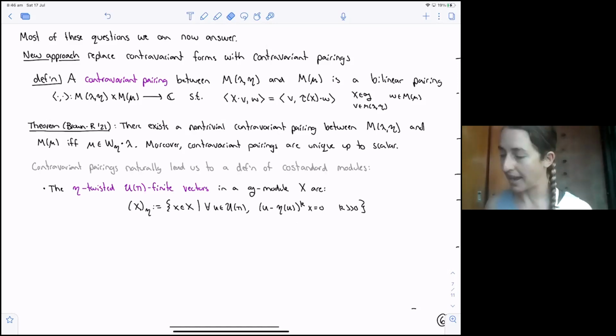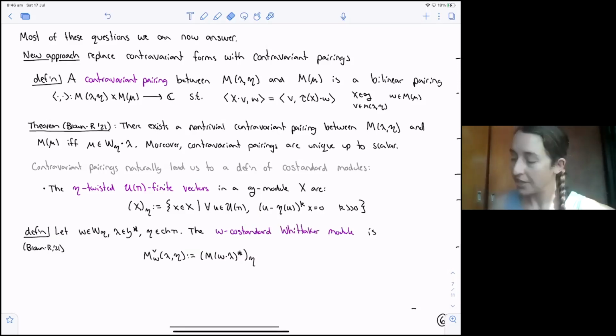And so here's how we can define co-standard objects using this machinery. First of all, just a quick definition. If we have some G module X, we can take the collection of eta twisted UN finite vectors. And these are just the vectors in our module that are generalized eigenvectors for the character eta.